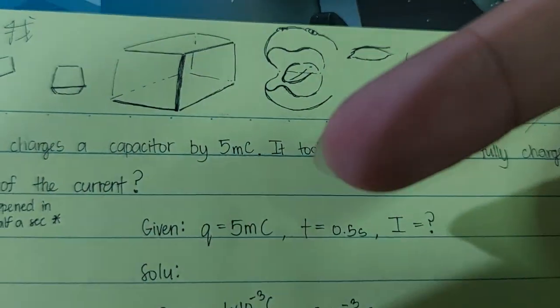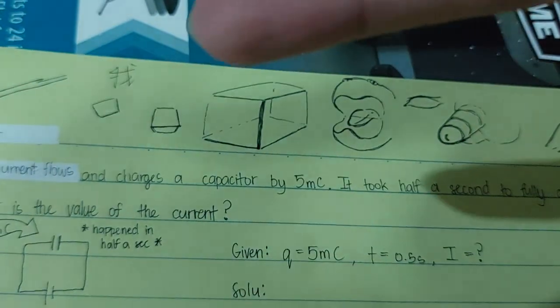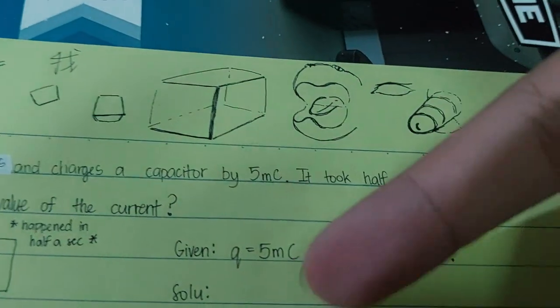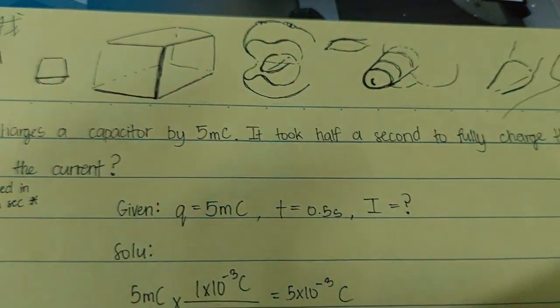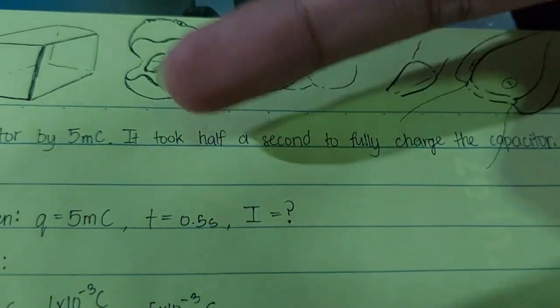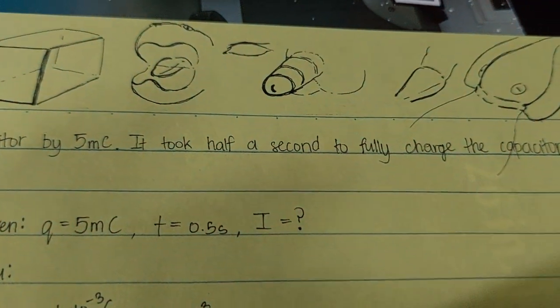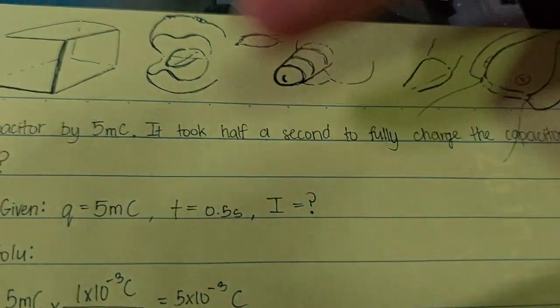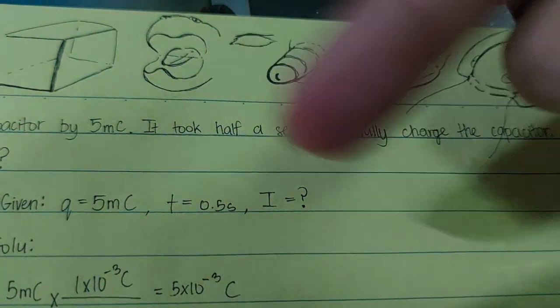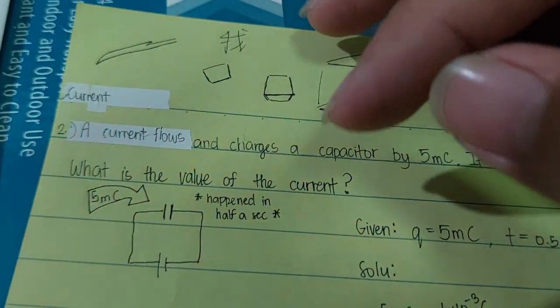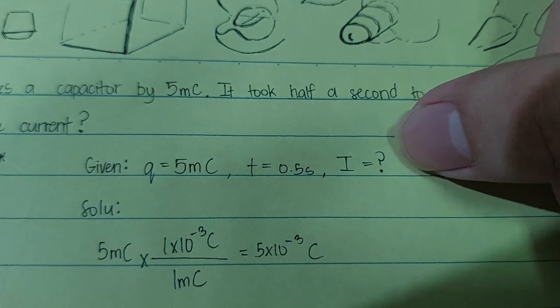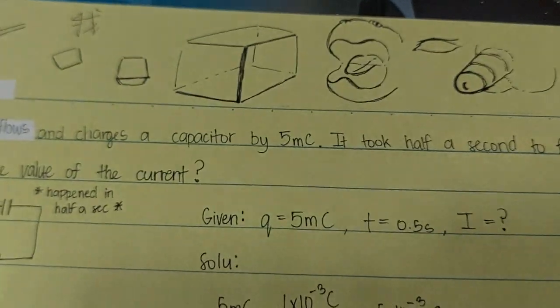What's our given? So first things first, we're given the charge, right? 5 millicoulombs. So our charge is equivalent to 5 millicoulombs. That's right over here. Next, we're given the time. It said it took half a second. Now, what is half a second? That's 1/2 of 1 second, or 0.5 seconds, because that's literally half a second. And it also asked us to find the value of the current. So I, which is current, we don't know what that is. So let's try to solve this.